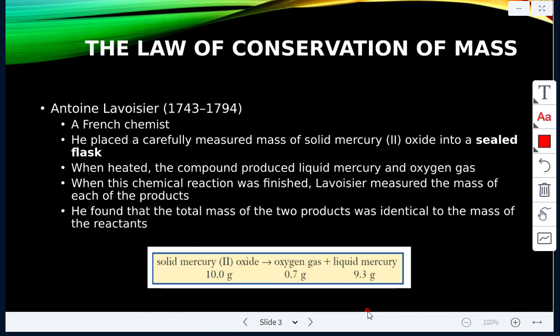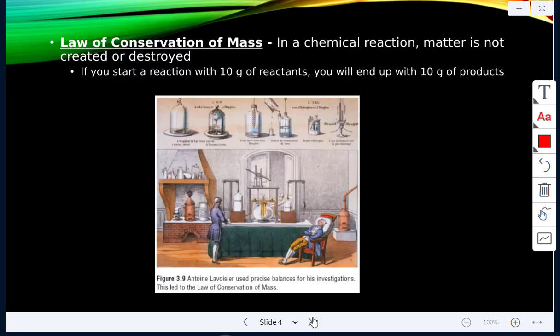That also applies to atoms as well, and we'll get into that when we look at balancing chemical equations. So that was the law of conservation of mass, which is, in a chemical reaction, matter is not created or destroyed. If you start a reaction with 10 grams of reactant, you're going to end up with 10 grams of products. And that's the law of conservation of mass.